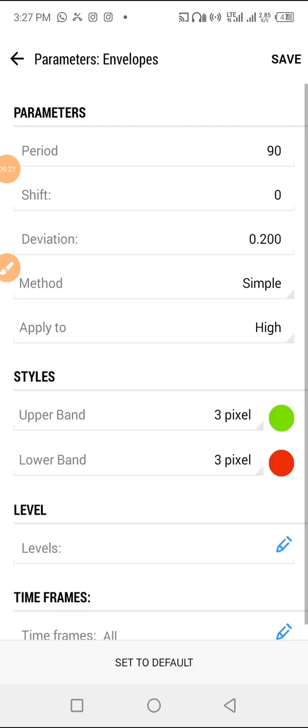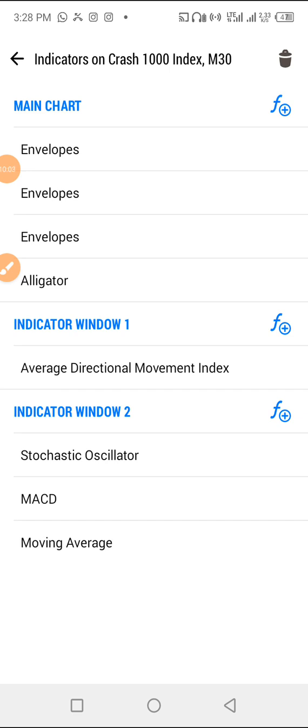The second Envelope is with a period of 90, shift 0, deviation 0.200, method simple, but this time apply to will be high. Then you use both green and red for this style. Then lastly, we have period 90, shift 0, deviation 0.200, method simple, but the apply to will be low. So when you do this, you have exactly what we have earlier on.